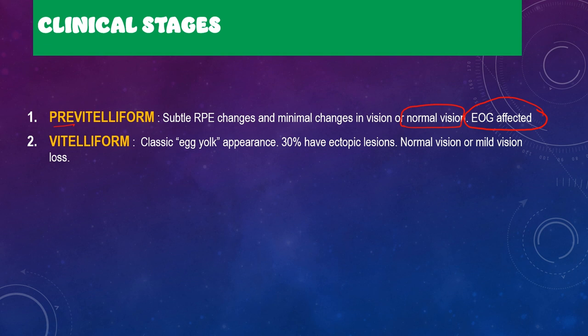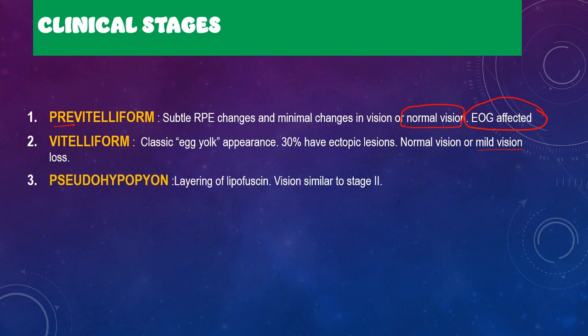Now, what about the vitelliform stage? As you land into the vitelliform stage, you will see that classic egg yolk appearance, that yellowish appearance in the macula. In this stage, 30% of the patients will have lesions other than that of the macula, and they are called ectopic lesions. In this stage also, the vision can be normal or they can have a mild decrease in the vision. After the vitelliform stage, we have another stage which is called the pseudohypopyon. So initially you have this egg yolk. Now the egg yolk starts layering, okay, it starts settling down.